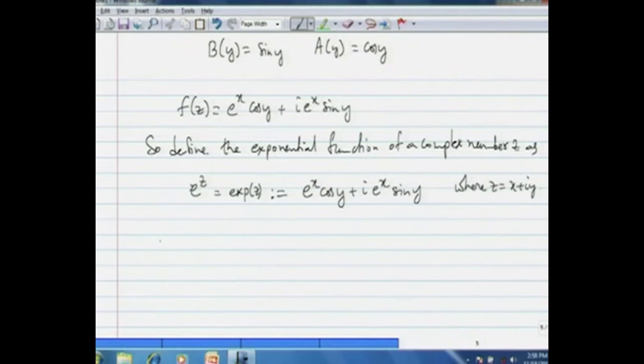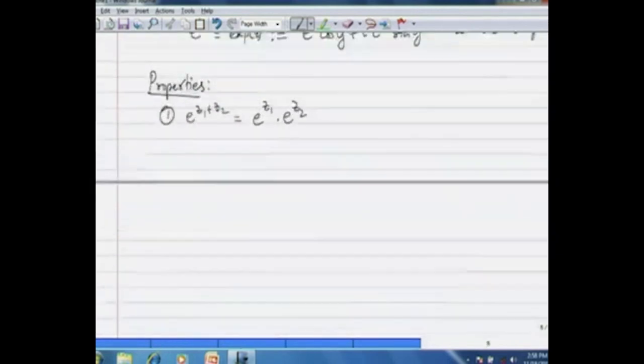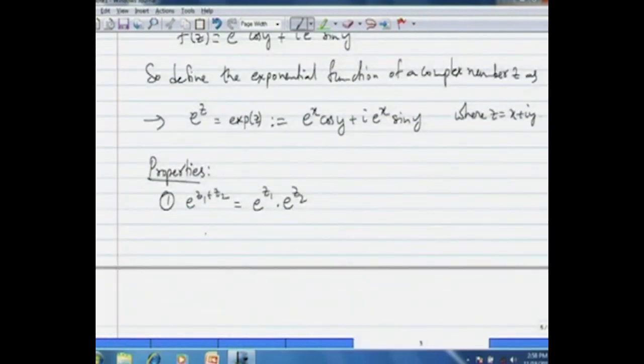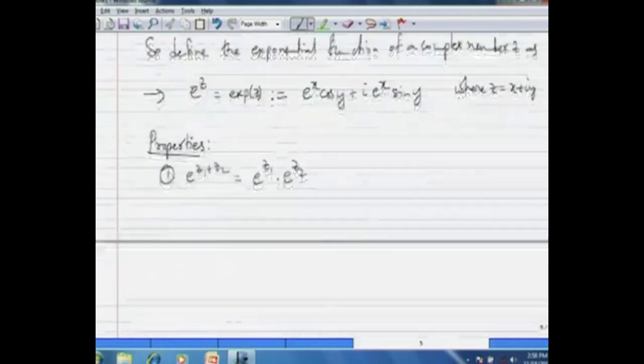Okay. So, we will see that indeed it satisfies many of the properties which are counterparts of the real exponential function. Okay. So, here are some properties. Firstly, let me note down the motivation as follows: e power z 1 plus z 2 is indeed e power z 1 times e power z 2. Okay, this was one of the properties we started off with. Okay, and with this definition, now this holds.